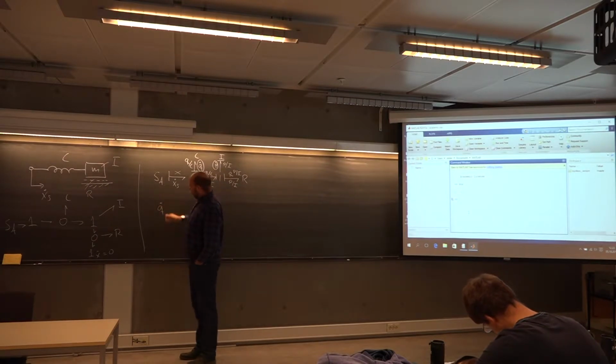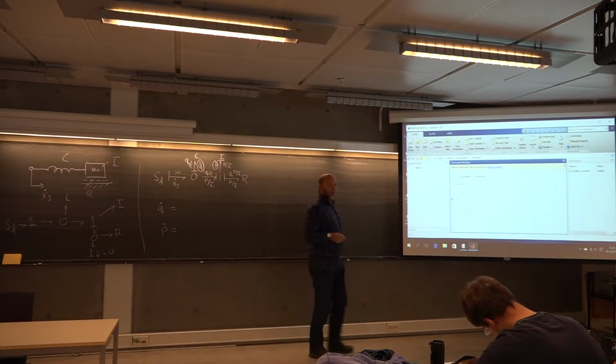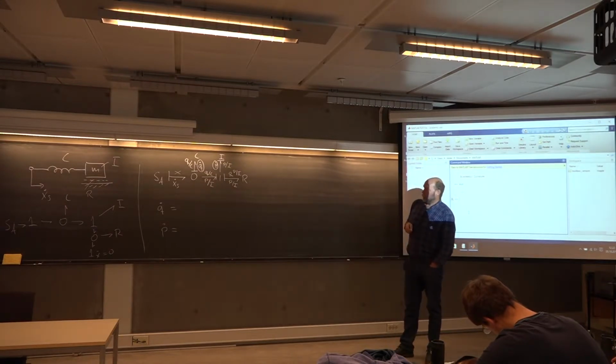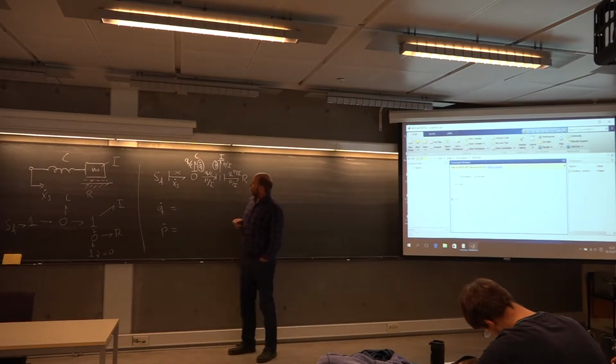I should have one equation involving Q dot and another one involving P dot. That's what I have because they have circles around them. They should be possible to find somewhere. So let's now try the summation rules.